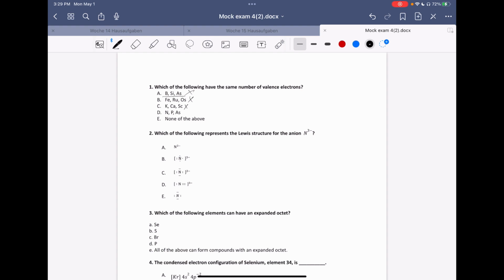And then we have nitrogen, phosphorus, and arsenic. These are all in the same column. They're all in column 15, or 5A. So these all have the same number of valence electrons.